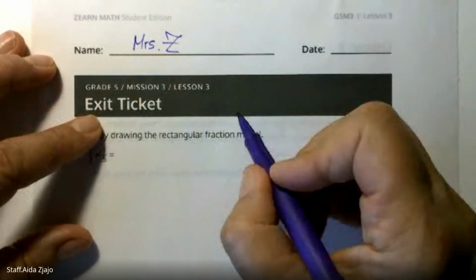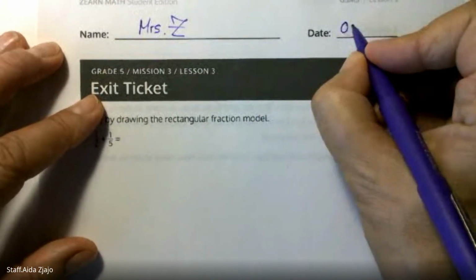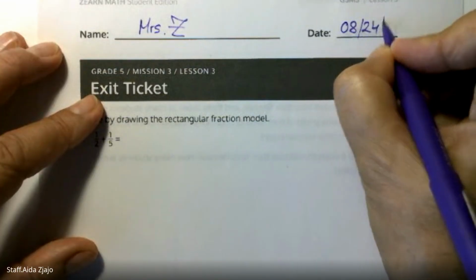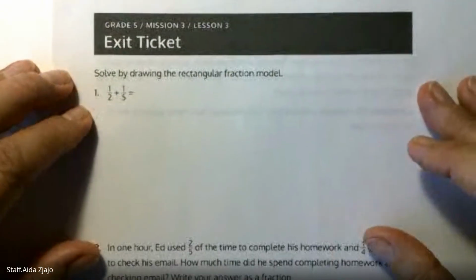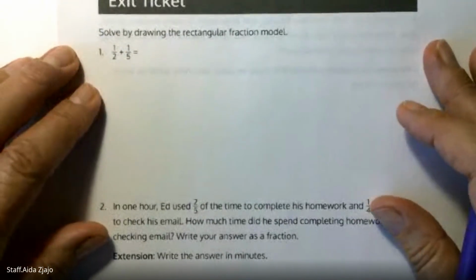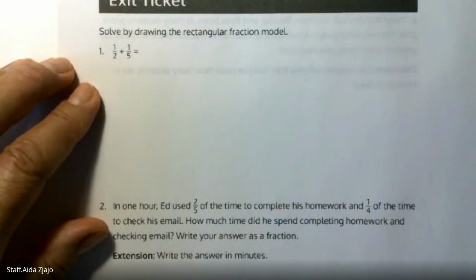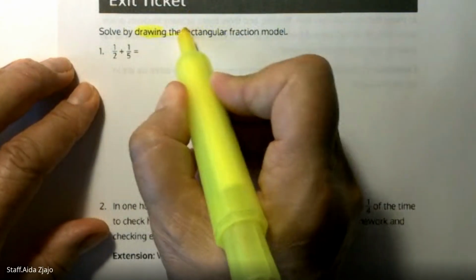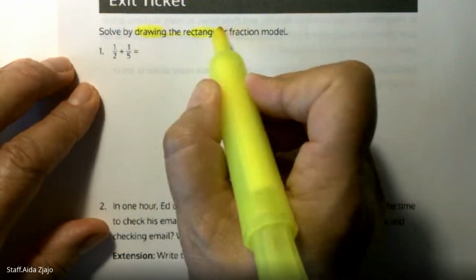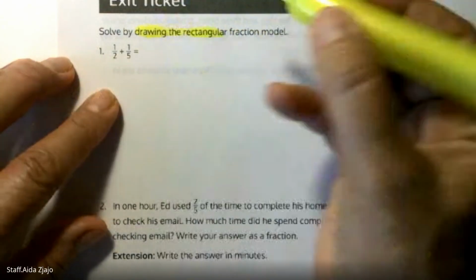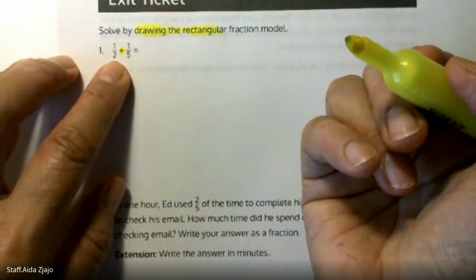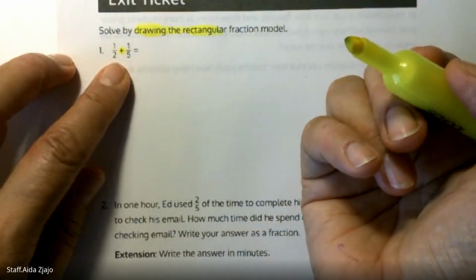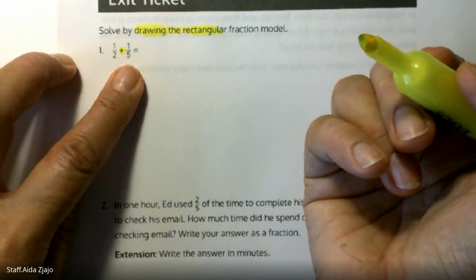Grade 5 Mission 3 Lesson 3 Exit Ticket, 082425. Okay. Solve by drawing a rectangular fraction model to do addition. Look, add. So we need to do what is 1/2 plus 1/5.